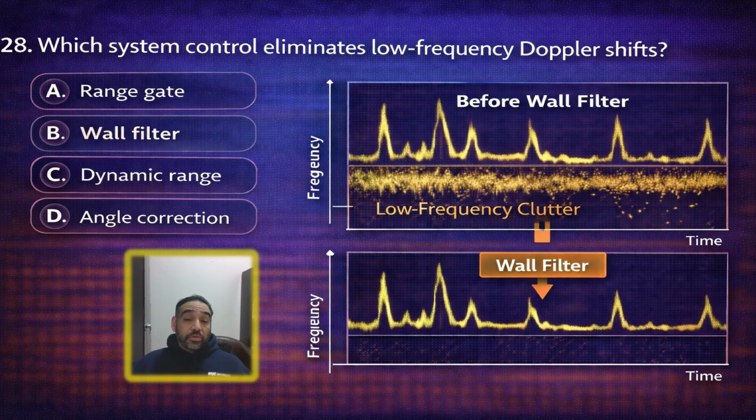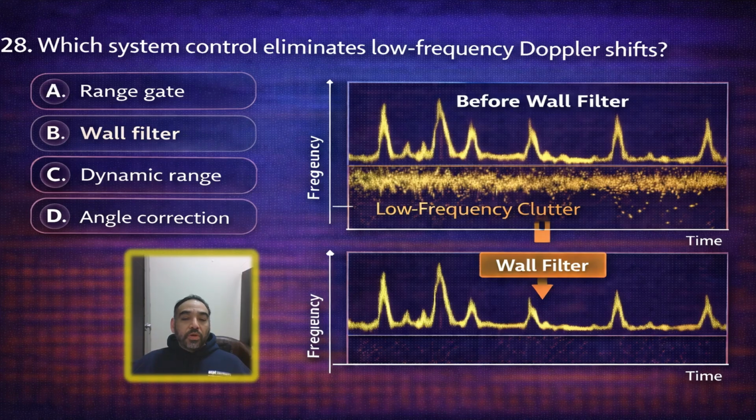Let's look at the other answers and determine why they were incorrect or not the most correct. A says range gate. The range gate selects a specific depth sample volume. It controls where Doppler data is collected, so it doesn't filter frequencies. C was dynamic range. Dynamic range controls contrast, like grayscale. It affects how many shades of gray are displayed and has nothing to do with Doppler frequency filtering. D was angle correction. This adjusts velocity calculation to account for Doppler angle, so it doesn't remove frequencies either.